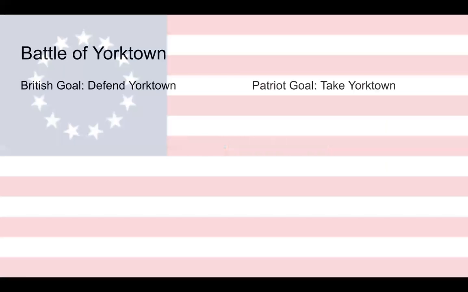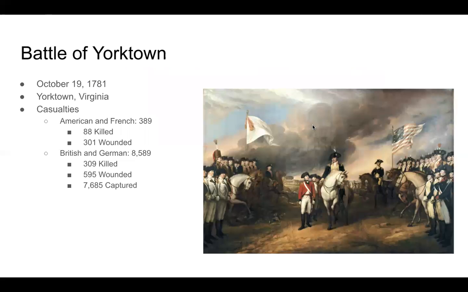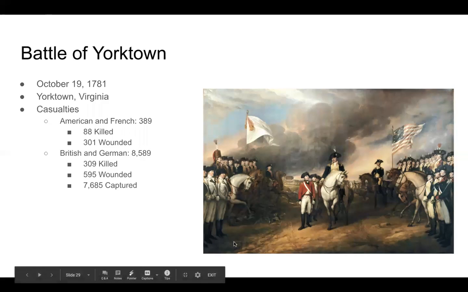The final battle, which went more into the future, is called the Battle of Yorktown. The British goal is to defend Yorktown, and the Patriot goal is to take over Yorktown. And this battle ends in an American victory. The British and Germans suffer heavy casualties, and finally the British commander, General Cornwallis, as we can see here with the white flag, he surrenders. And this battle is known as the end of the Revolutionary War, or the last battle. This is a surrender battle.